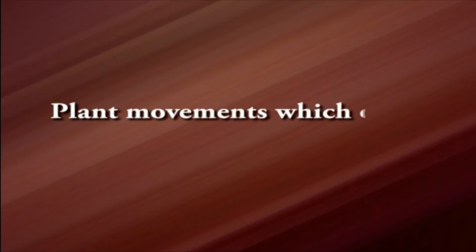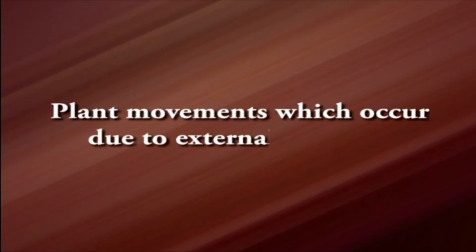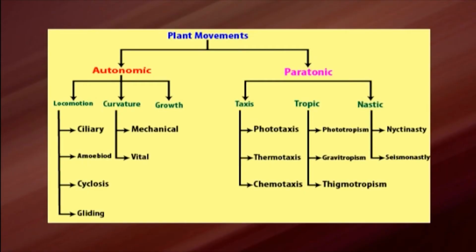Paratonic, or sometimes also called induced movements. These are the plant movements which occur due to an external stimulus. The paratonic movements can be categorized into three main kinds. Number one, taxis. Number two, tropic movements. Number three, nastic movements. Let us discuss these paratonic movements one by one.